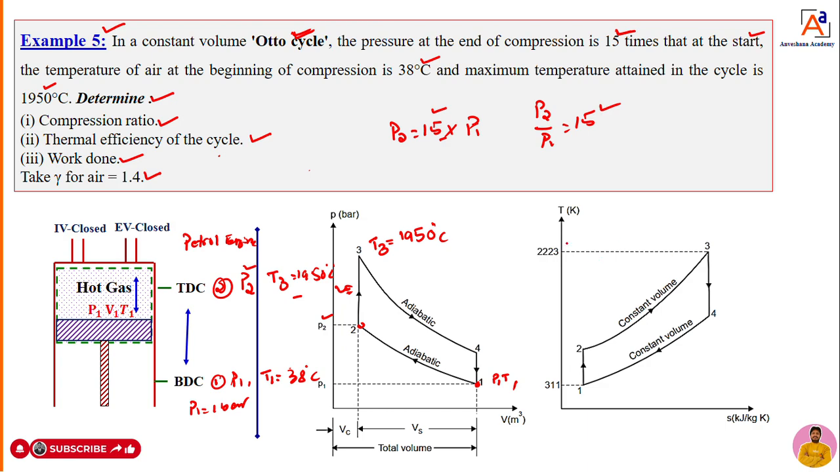Now you can see, dear students, what I have shown. It is a PV diagram, but temperature you can get from the TS diagram. So here at point 3, at the maximum point, what are we getting? We are getting the heat addition process 2 to 3. That means what?